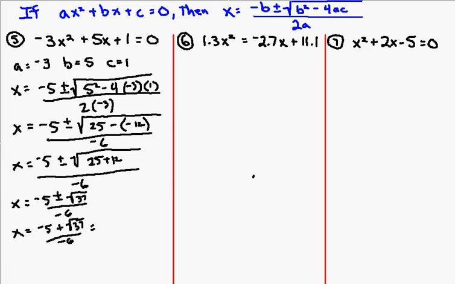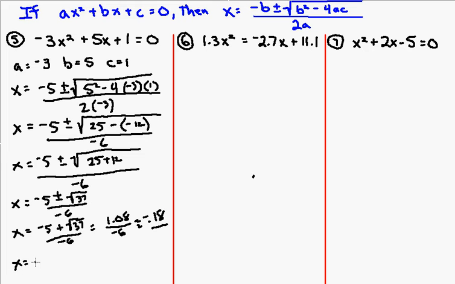So the square root of 37 is 6.08. If I add negative 5 to that, I get positive 1.08. So I have 1.08 over negative 6. So if I divide 1.08 by negative 6, I get negative 0.18, which is approximately negative 0.18. So that'd be one answer.